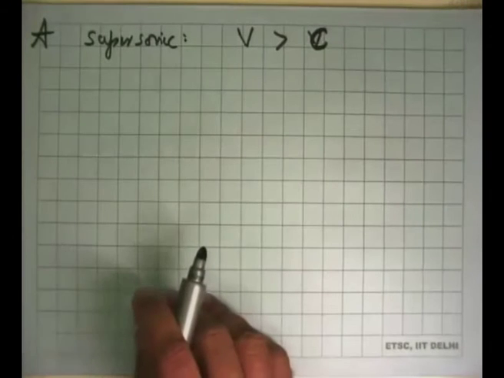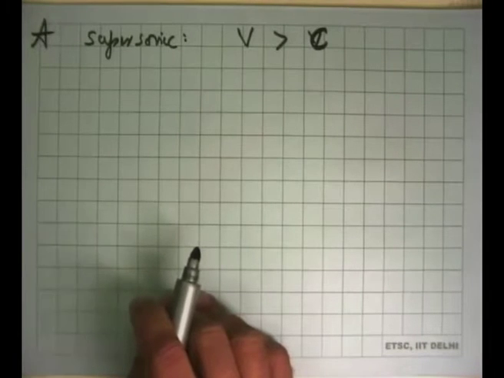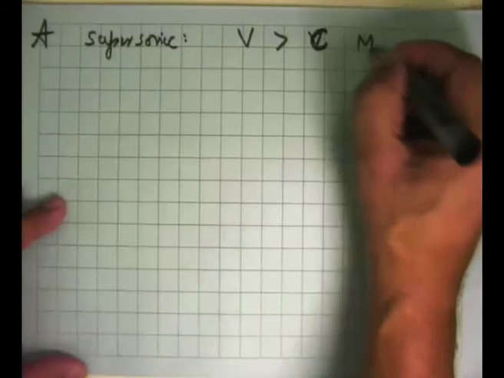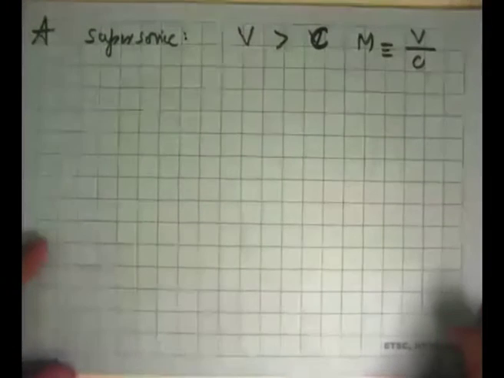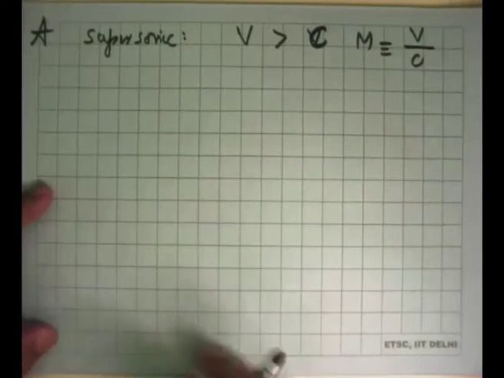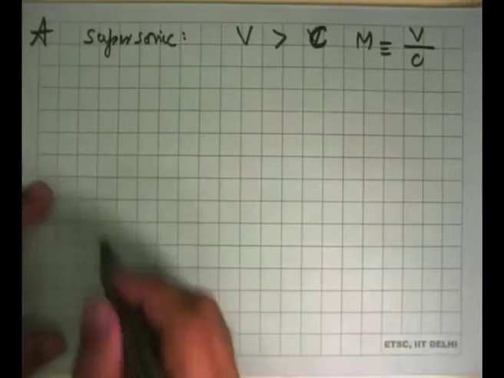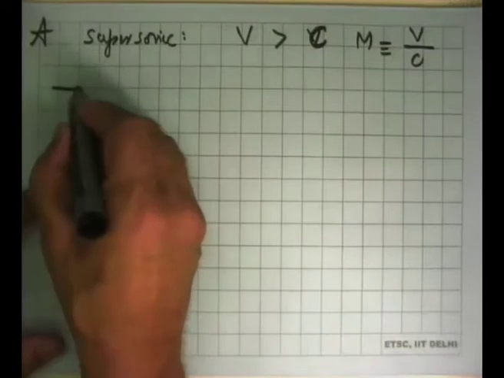And I'm using the word local because if you have, say, a nozzle, as the flow goes through it, its temperature is changing. So when the temperature at different locations is different, the local speed of sound is also different. So the Mach number, we have defined it as the velocity of the fluid divided by the local speed of sound.